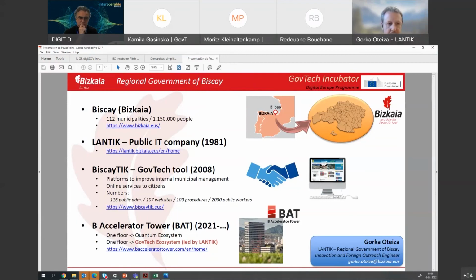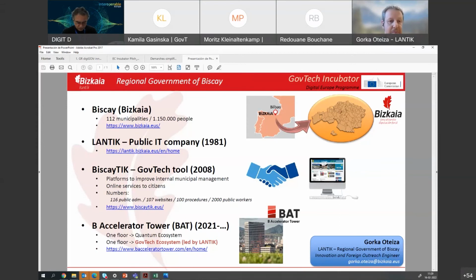First, a brief introduction of Biscay. Biscay is a region in the north of Spain, in the Basque Country, but it's different from the rest because we have the capability to create our own laws. If you can create your laws, then you can collect your taxes and decide how to use them. So we are quite self-sufficient and dedicated to providing services to our citizens with the money we get. We have 112 municipalities and more than 1 million people in our territory.